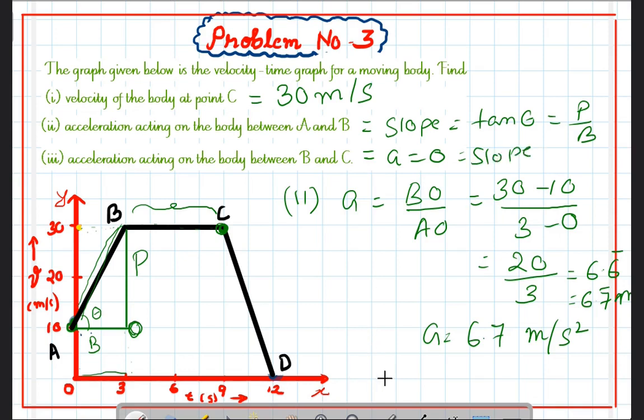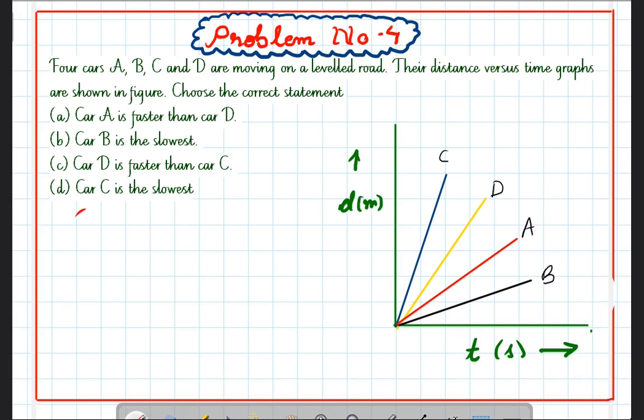So I hope it is clear to everyone. So for the third, my answer is acceleration is 0 meter per second square since the slope is 0, since there is no slope. So easily we calculated with the help of slope and area. With the help of slope we are calculating acceleration, and with the help of area we can calculate displacement of a body. Now let's move to the next question.